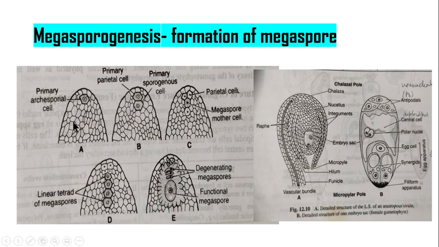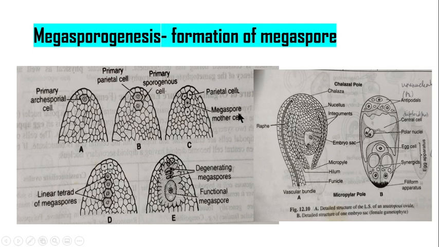Now look here, this is the nucellus tissue, and it is covered by the two integuments. In the inner portion the nucellus tissue is present. One of the cells just beneath the epidermis, or you can say one of the hypodermal cells, increases in size and is known as the primary archesporial cell. Now this primary archesporial cell divides and forms the primary parietal cell and primary sporogenous cell. The primary parietal cell again divides and forms a few more cells, and the primary sporogenous cell starts working as a megaspore mother cell.